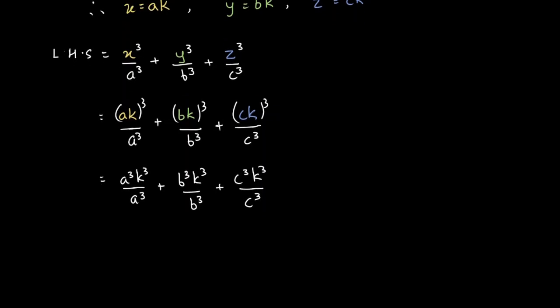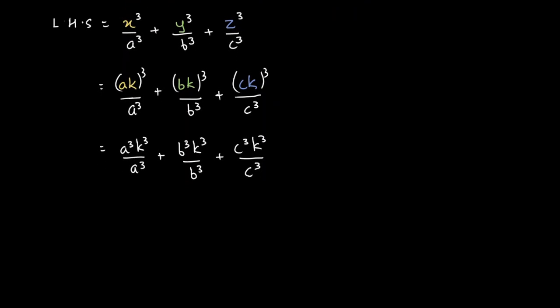As you must have already noticed, there are terms common in the numerator and denominator, so let's cancel those out. a cube and a cube get cancelled in the first fraction, b cube in the second fraction, and c cube in the third fraction. Now all that I'm left with is k cube plus k cube plus k cube, which adds up to 3 times k cube. So this is my left hand side, 3 times k cube.